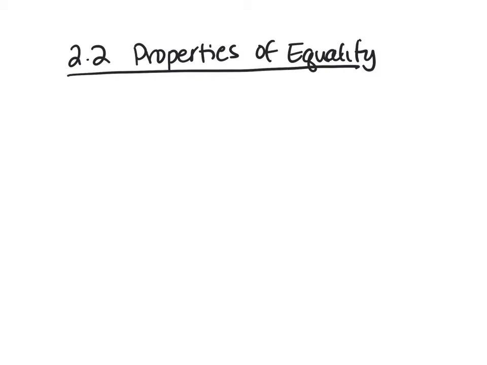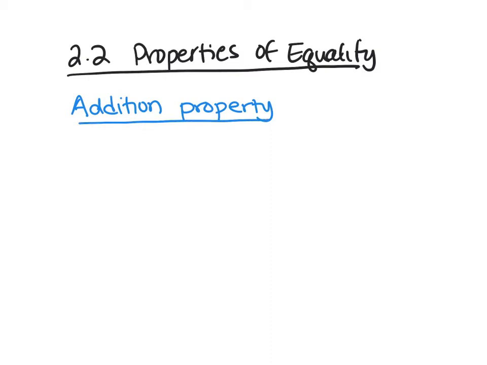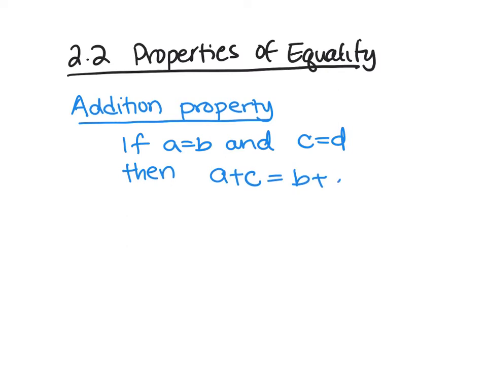The first one is known as the addition property. This is the addition property of equality, but I'm not going to write down "of equality" every single time. Basically, the addition property says if A is equal to B and C is equal to D, then, so you can see it's like an if-then, A plus C equals B plus D. That's just like saying if we have A plus C, it has to equal B plus D.